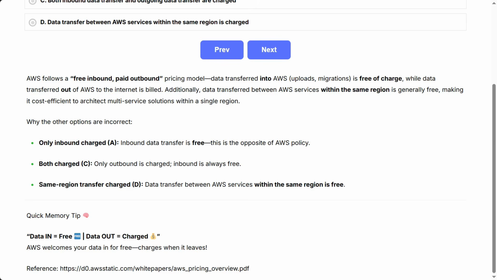Why the other options are incorrect? Only inbound charged, A. Inbound data transfer is free. This is the opposite of AWS policy. Both charged, C. Only outbound is charged. Inbound is always free. Same region transfer charge, D. Data transfer between AWS services within the same region is free. Quick memory tip. Data in equals free, data out equals charged. AWS welcomes your data in for free, charges when it leaves.